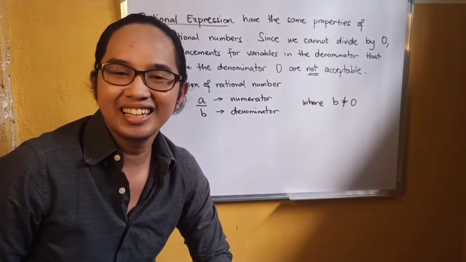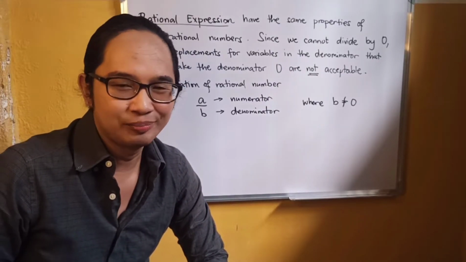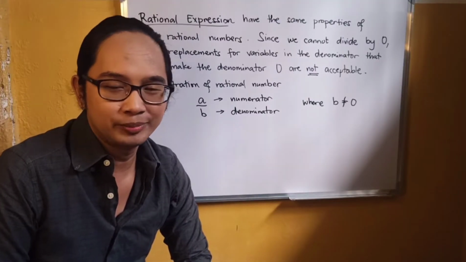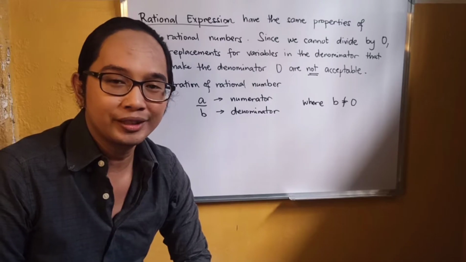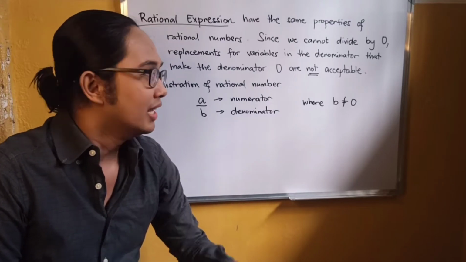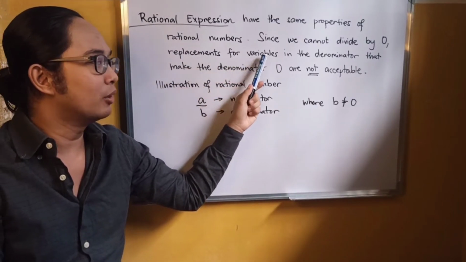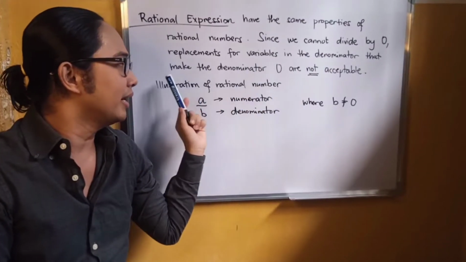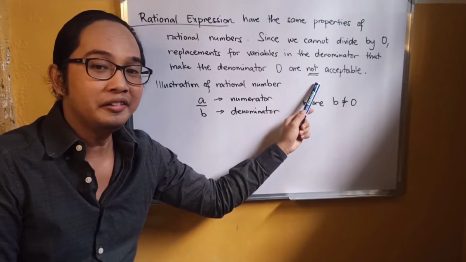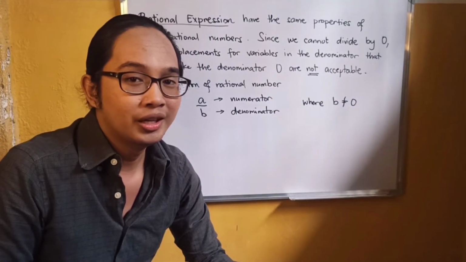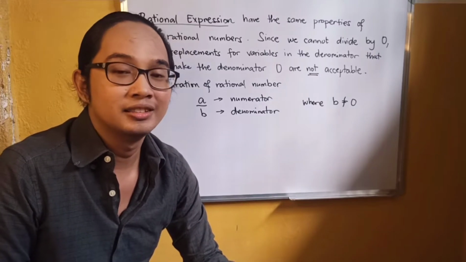Ngayong araw ay tatalakayin natin ang rational expressions. Kapag sinabi nating rational expressions, it has the same properties of rational numbers. Since we cannot divide by 0, replacements for variables in the denominator that make the denominator 0 are not acceptable. Sa madaling sabi, yung denominator ay bawal mag-0.